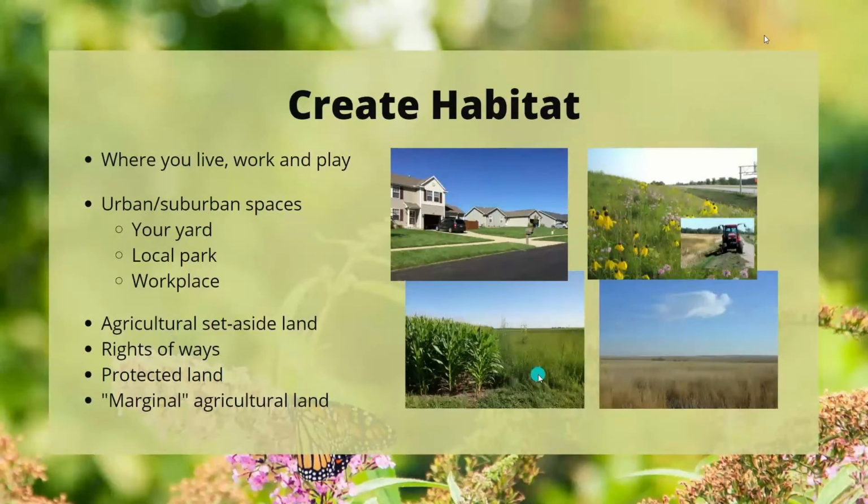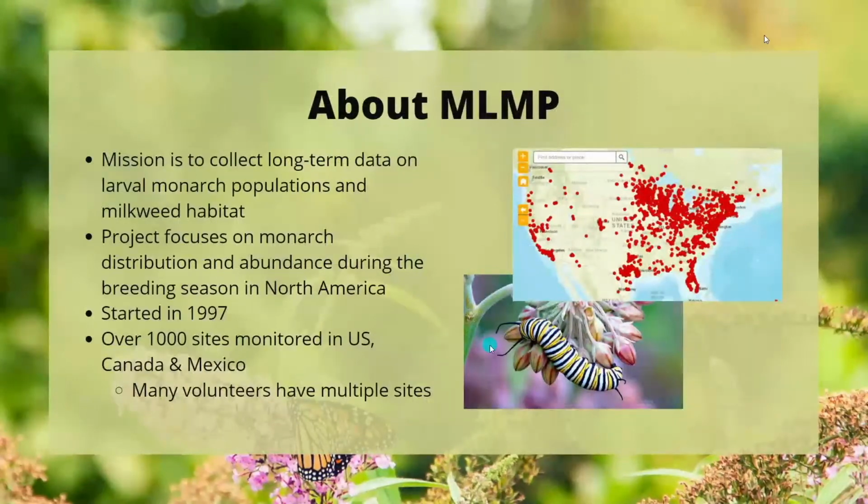So we have some of these agriculture set-aside lands. In this photo here, we have a cornfield on the left, and this is what's called a prairie strip on the right. We also have potential in our rights of way, the side of the highways, side of the train tracks. There's a lot of space there that we could be planting pollinator-friendly plants. And there's also potential to have more protected land where we are able to have more native species to support pollinators.